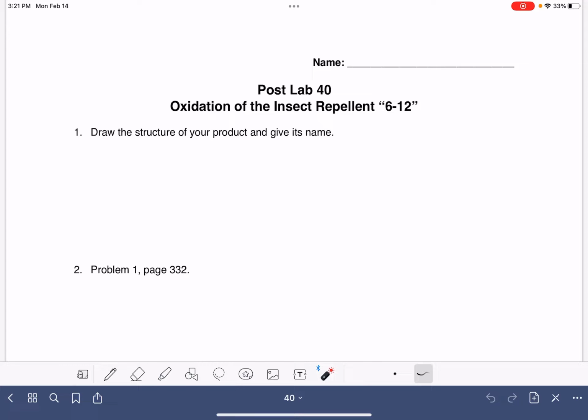And I did write this as singular, but it is possible that you made 2 products. So maybe we should say product or products, because there might be 2, and give its name or give their name. Now, if you're not sure how to go about doing this, take a look on page 328 of your book. At the very top of the page, this is showing 3 possible products for this reaction. It has them numbered 1, 2, and 3.